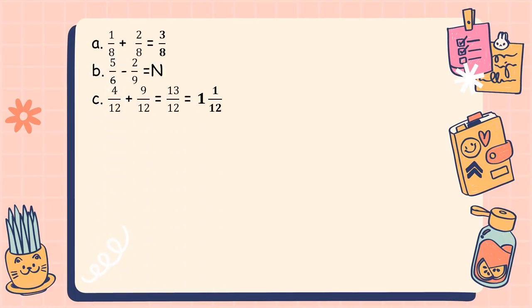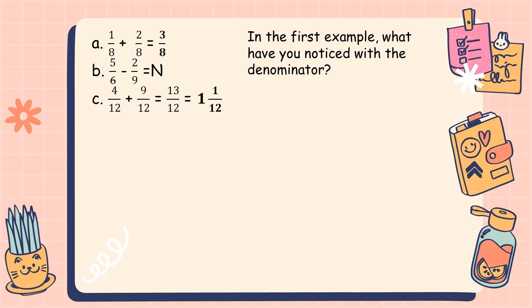Okay, I have here 3 fractions. Letter A is 1/8 plus 2/8 is equals to 3/8. Letter B, we have 5/6 minus 2/9 is equal to n. And letter C, we have 4/12 plus 9/12 is equals to 13/12 or 1 and 1/12. In the first example, what have you noticed with the denominator? Yes, they have the same denominators, which are 8. So, if they have the same denominator, this is called similar fractions.